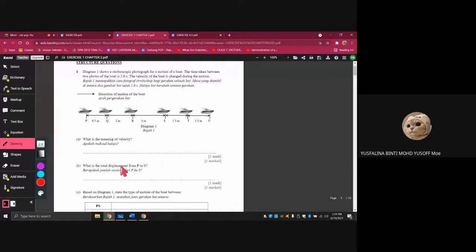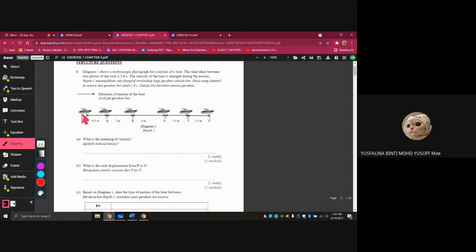So what is the total displacement from P to S? For this one, this is the direction of the boat. Some of you were confused, right? You thought this was a ticker tape. For a ticker tape, I know the direction of motion is to the right, so this one comes out first. But this is not a ticker tape. This is the direction of the motion of the boat.